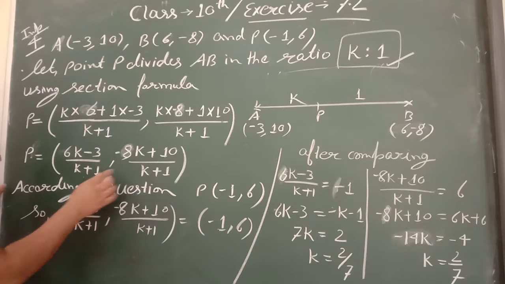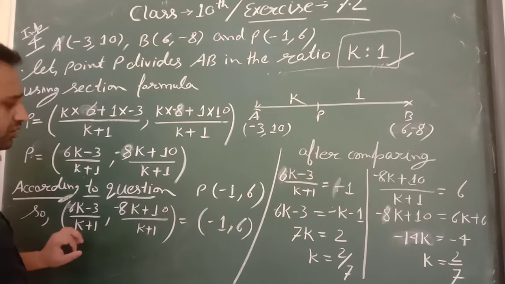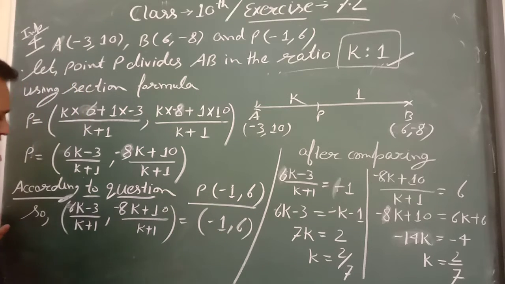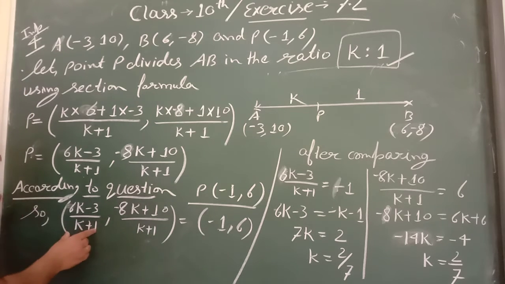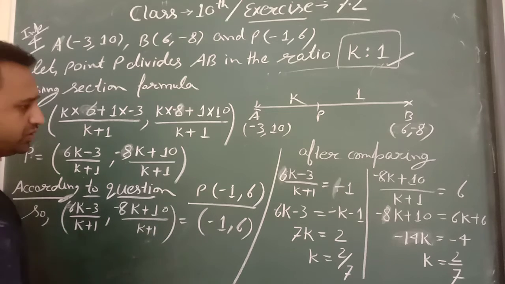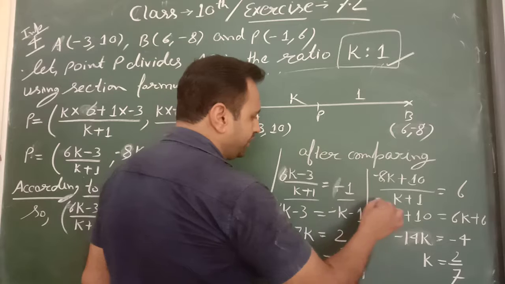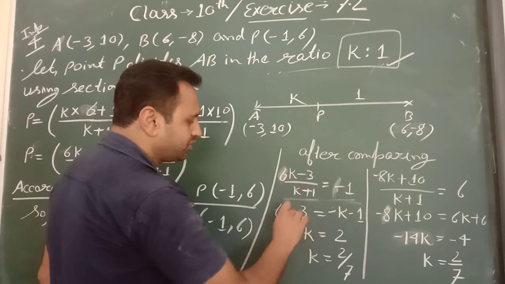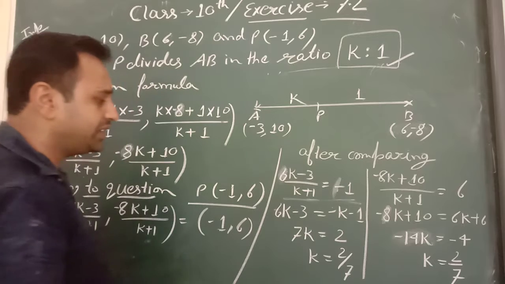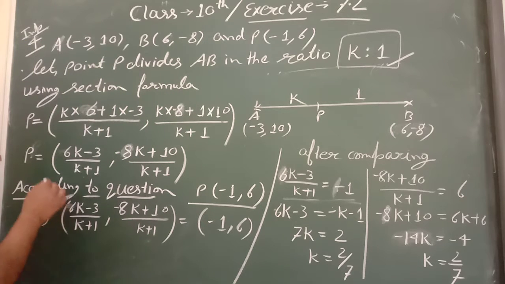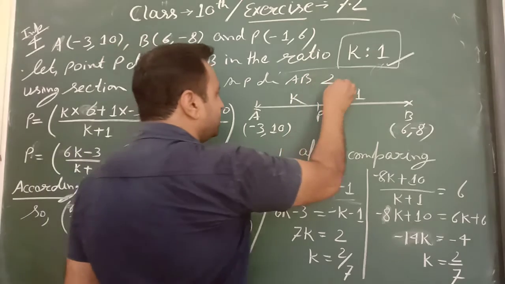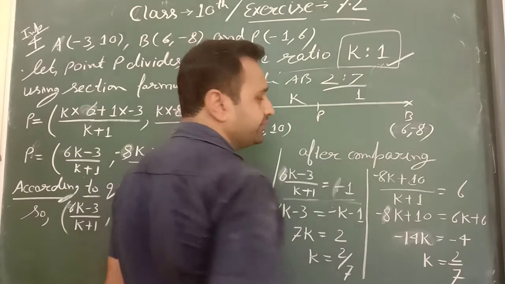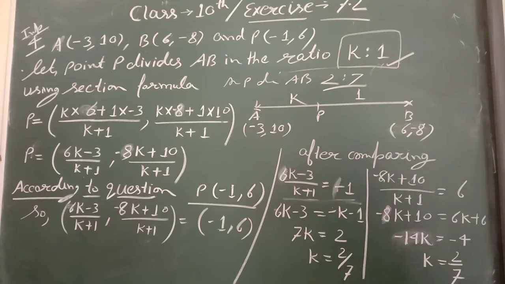It is the coordinate of point P, but according to the question, the coordinate of point P is (-1, 6). So we can write these two coordinates are equal, comparing abscissa with abscissa and ordinate with ordinate, and after cross multiplying we find K equal to 2/7. So we can say that point P divides AB in the ratio 2:7. Answer: point P divides AB in the ratio 2:7. It's our answer. I hope you understood. Note down it.